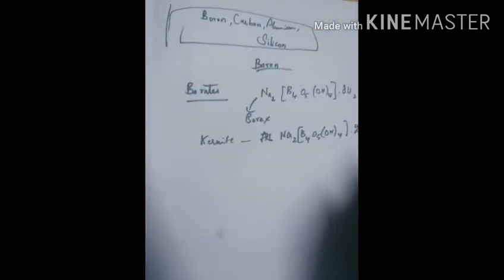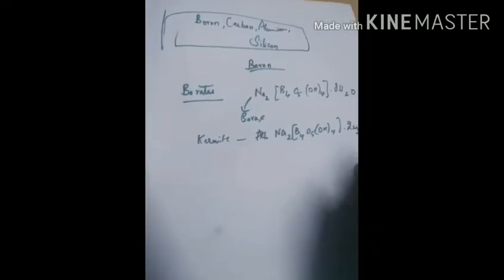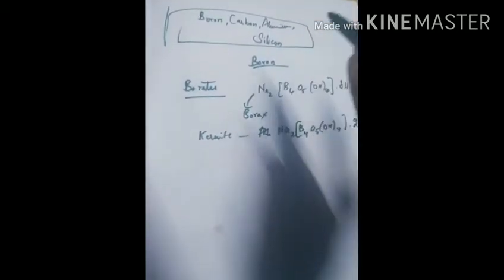The elements we are going to discover in this lesson are boron, carbon, aluminium and silicon. These are important elements of the p block because they are widely used everywhere. So we are going to discuss these 4 elements, boron, carbon, aluminium and silicon. First we are going to discuss boron.